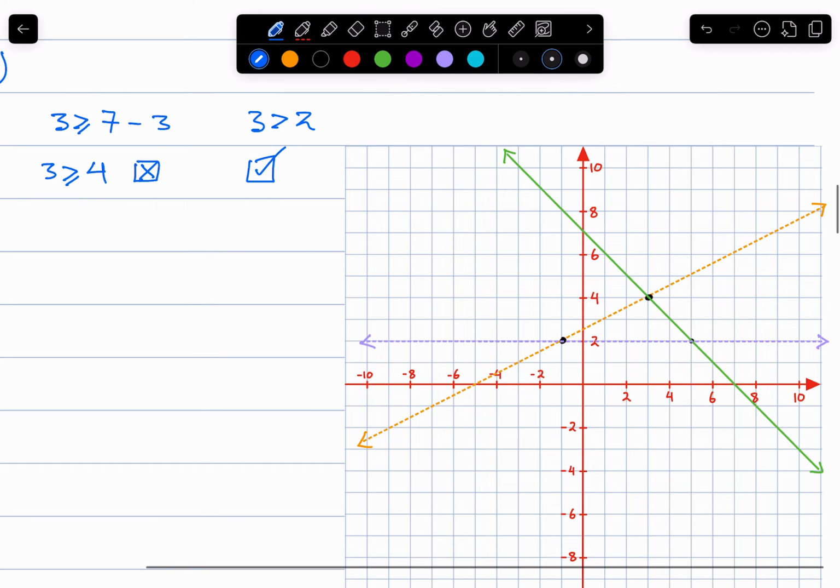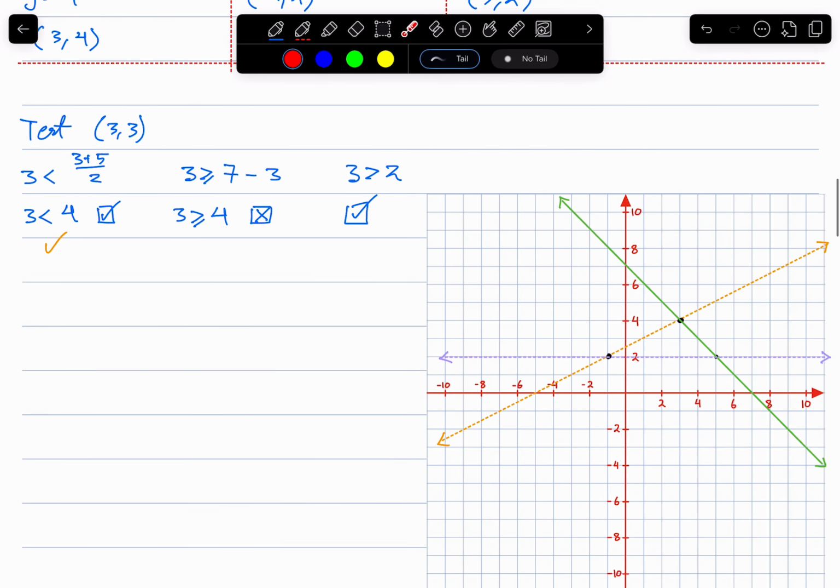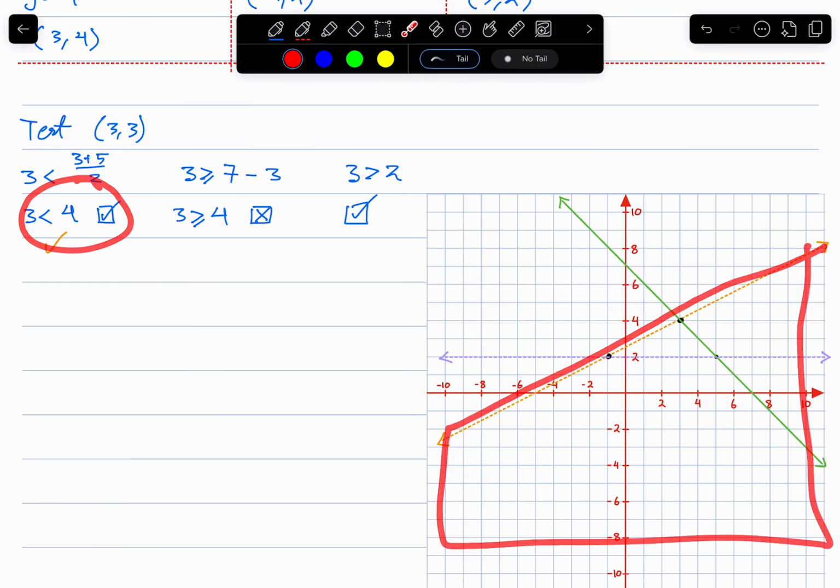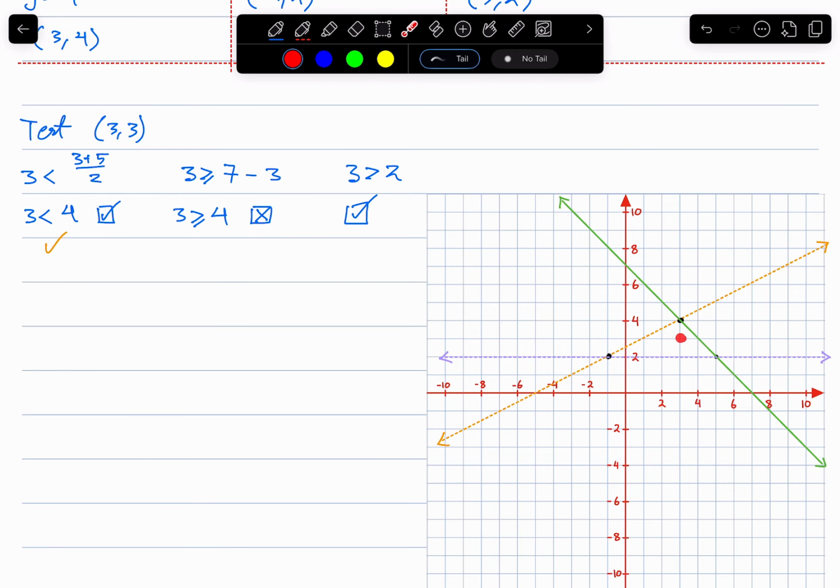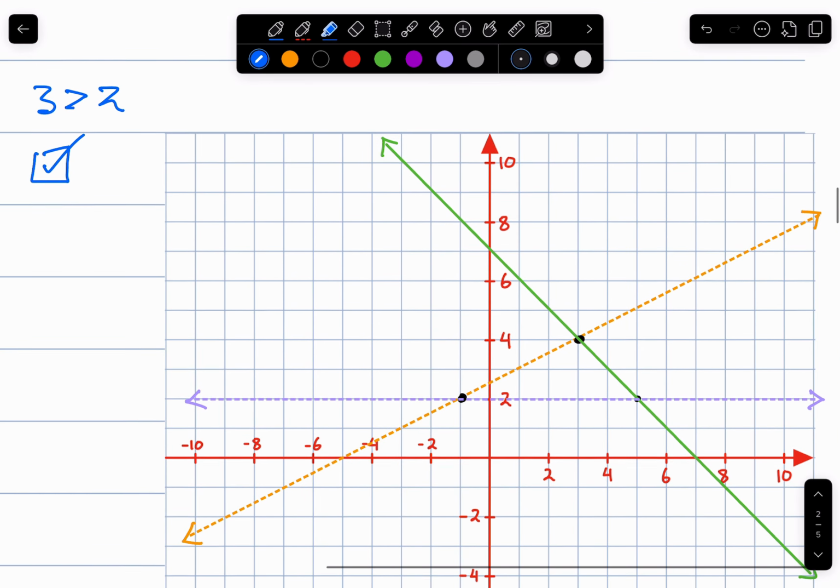So combining this all together, we are shading below the orange line. This test told us we are not shading below the green, which means we are shading above the green. So combining those two so far, we are below the orange but above the green. And this last one said it's going to be above the purple. So those 3 conditions combined mean we are shading this region. So let's highlight that now.